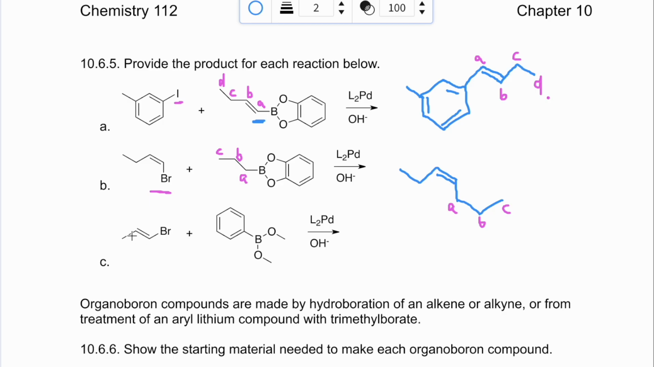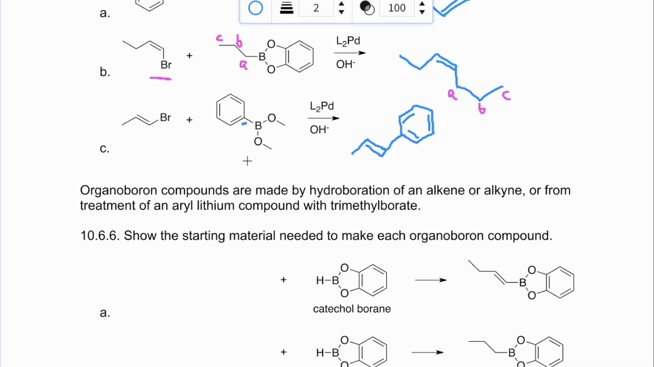Okay, here we have this trans alkene, so we'll go ahead and keep that configuration. Instead of this bromine here, we are going to attach to this carbon over here that was connected to the boron. So that is part of a benzene ring. So this benzene ring is here. So we have 1, 2, 3 carbons and a benzene ring. So be careful not to insert some extra carbon in between there.